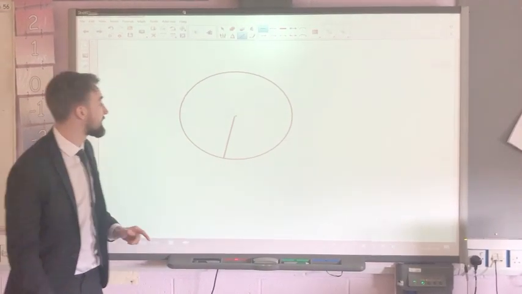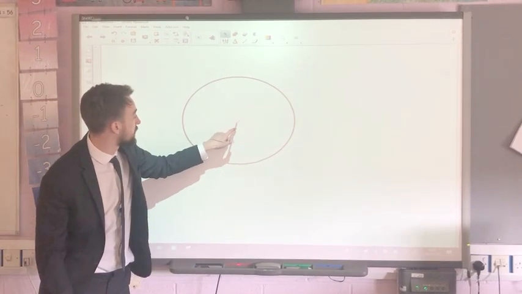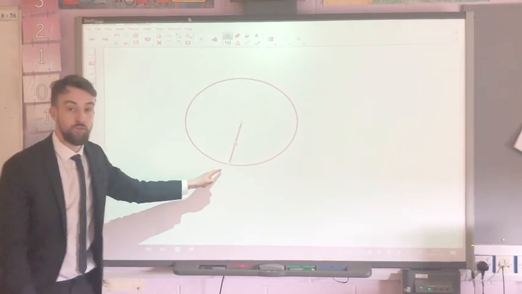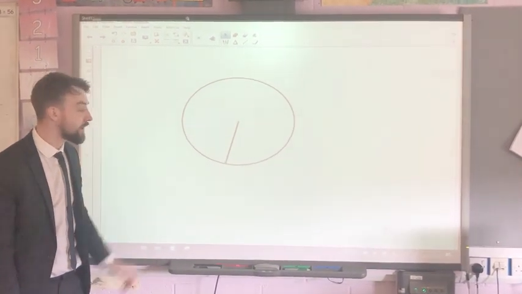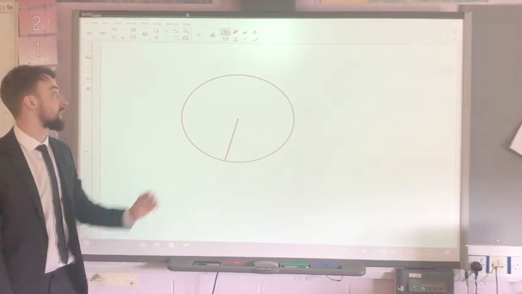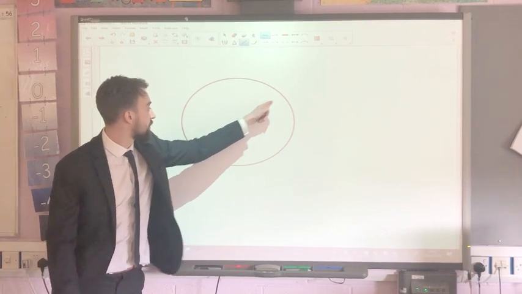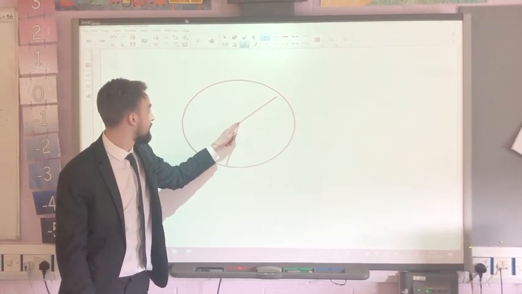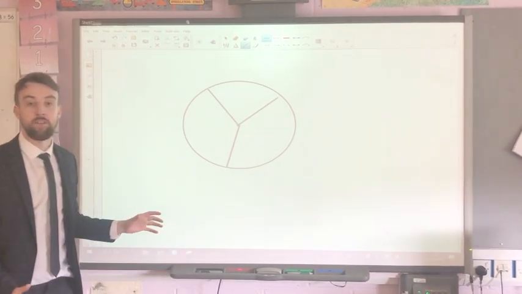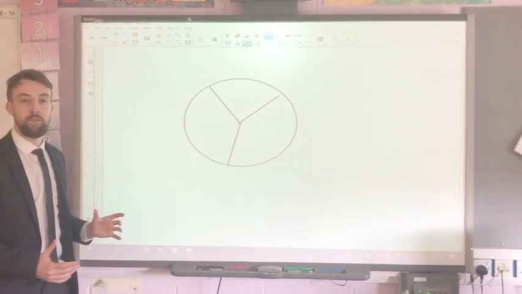A radius is the distance between the centre of the circle and the circumference of the circle. Really key thing to know for the rest of this lesson is that you've got a radius here, you've got a radius there, you've got a radius there. Doesn't matter how many you've got, they're always going to be equal in length.